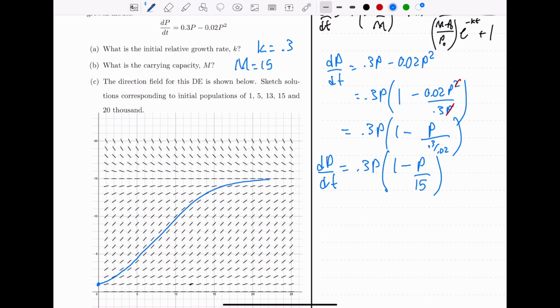And it ends up looking something like this. So if the population starts off with 1,000 individuals, that's what the solution function looks like. How about if the population starts with 5,000? Well, that starts right here. So let's graph that particular solution.